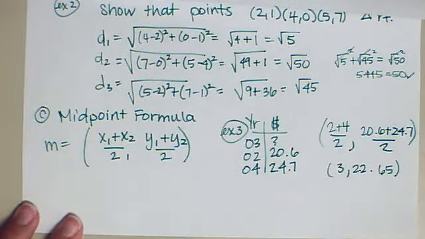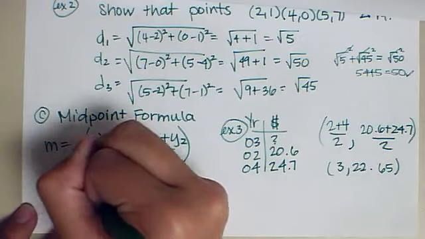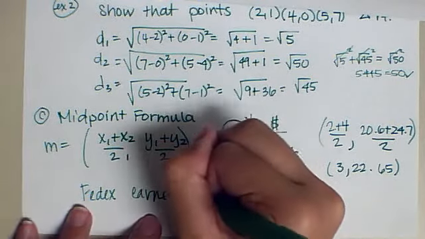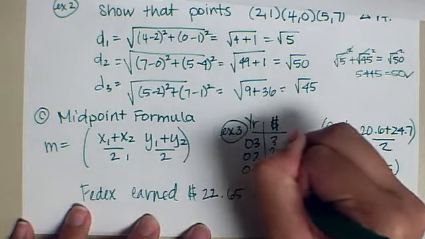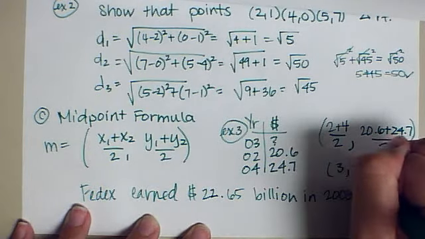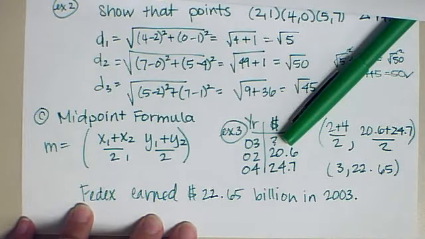To finish that out, because in class and in general I gave this problem as a sentence, you would need to write a sentence to finish this out. So we said FedEx earned $22.65 billion in 2003. And that's, of course, an approximation. Your homework on this is a worksheet. Let me know if you have questions.